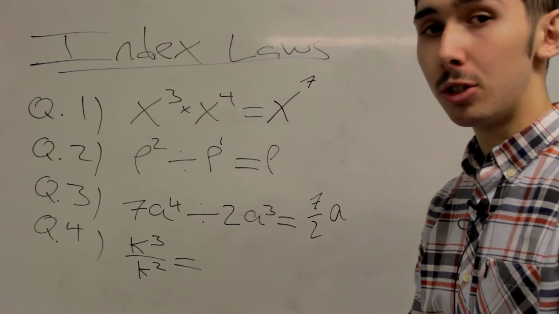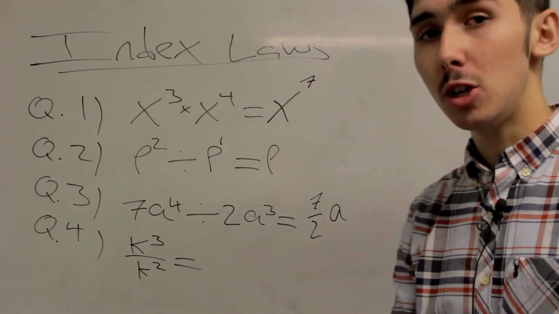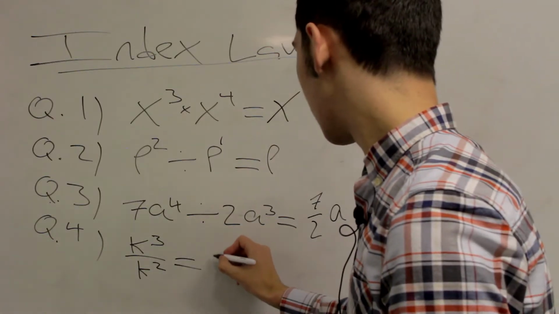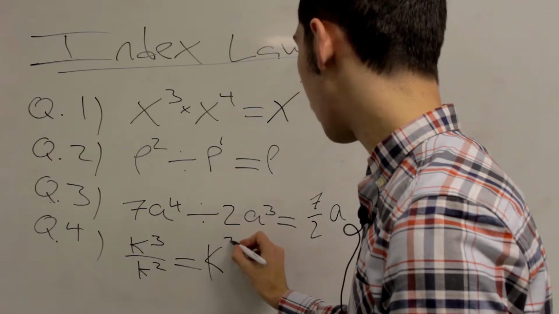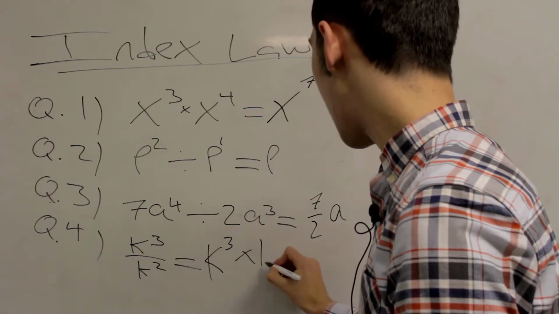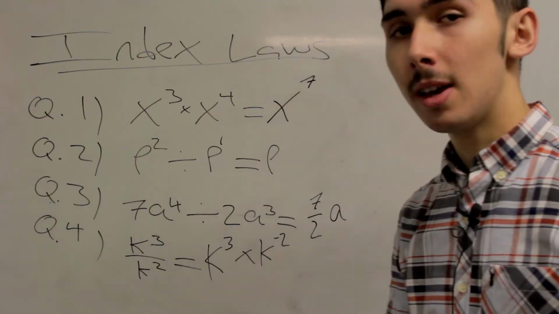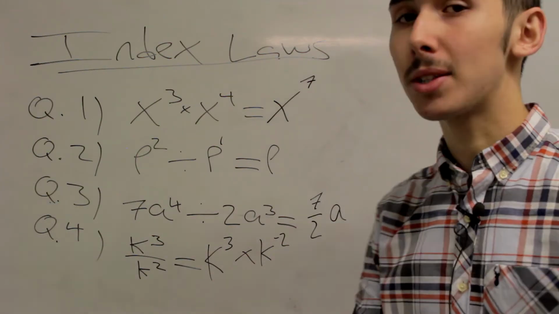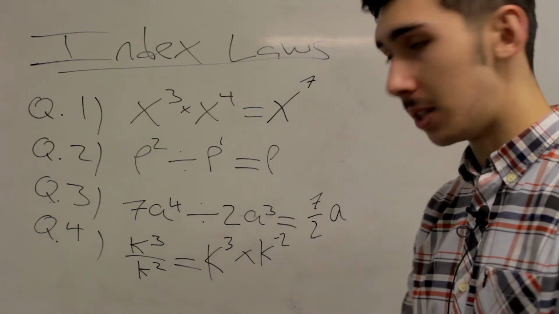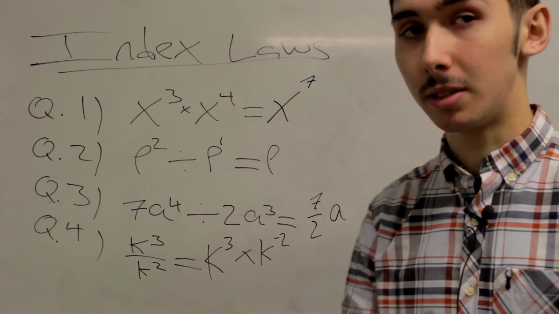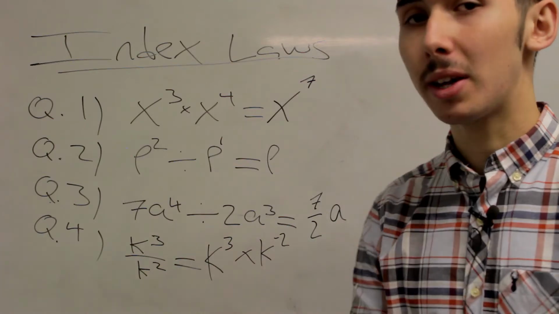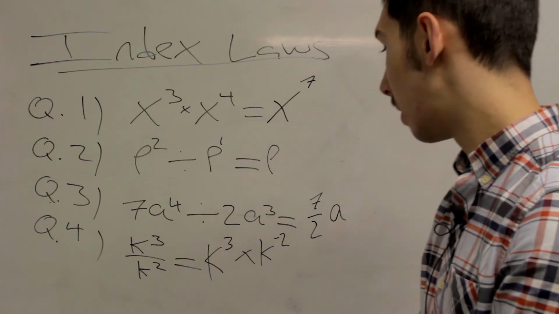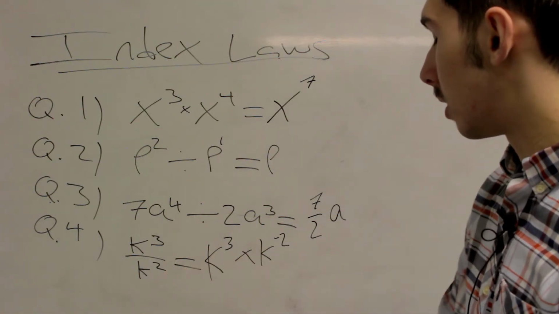Finally, k cubed divided by k squared. K cubed divided by k squared, we can write this as k to the power of 3 times k to the power of minus 2. If a number is in the denominator of a fraction, you can write its power as the negative of what it is as a fraction when it's being multiplied. So you can write dividing by k squared as multiplying by k to the minus 2. So you can put a minus in front and bring it to the top.